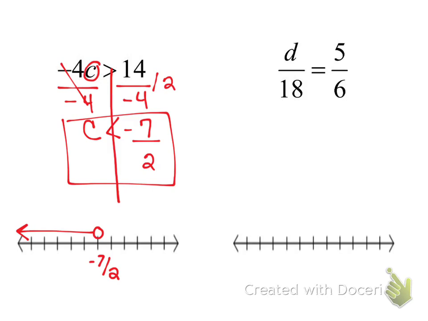All right, last one. What kind of problem is this? Multiplication. Solving a one-step equation. Why? Because we have an equal sign. There you go, Ben. All right, how do I get the d by itself? Times 18 on both sides.